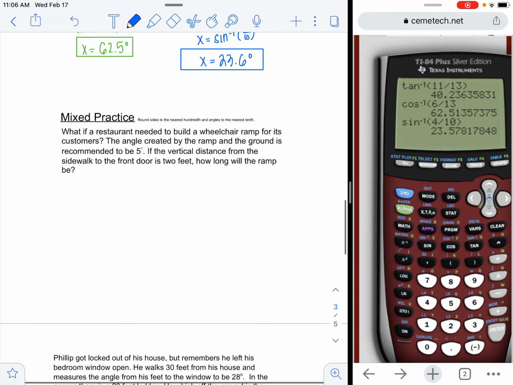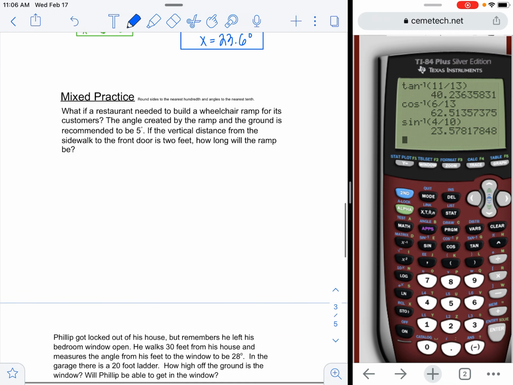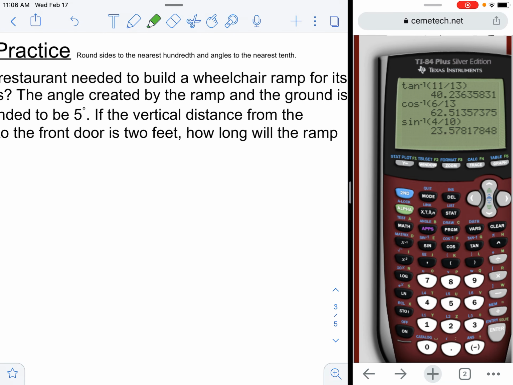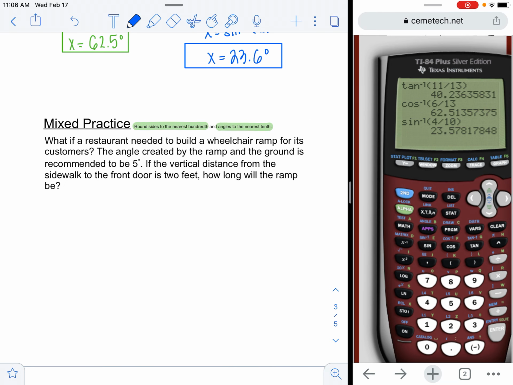Okay, so the rest of this is mixed practice. You'll see it's in word problem form, and then there's some that aren't. So it's just a mixture of all. You'll either be using inverse because you're solving for an angle, or you're cross multiplying because you're solving for a side. Okay, directions, round sides to the nearest hundredth, and angles to the nearest tenth. That's how your test is going to look too, so make sure you're paying attention to that.